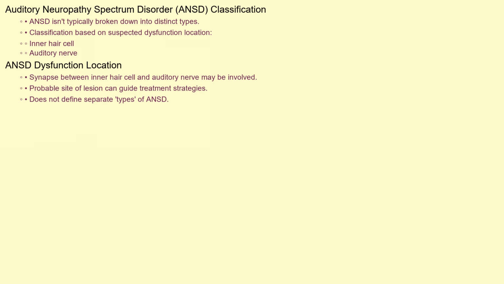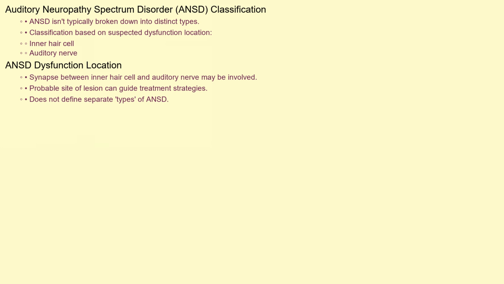While ANSD isn't typically broken down into distinct types, it's often classified based on the suspected location of the dysfunction along the auditory pathway. Some cases may involve primarily inner hair cell dysfunction, while others may involve problems with the auditory nerve itself, or even issues at the synapse between them. Knowing the probable site of the lesion can guide treatment strategies, but doesn't necessarily define separate types of ANSD in the traditional sense.